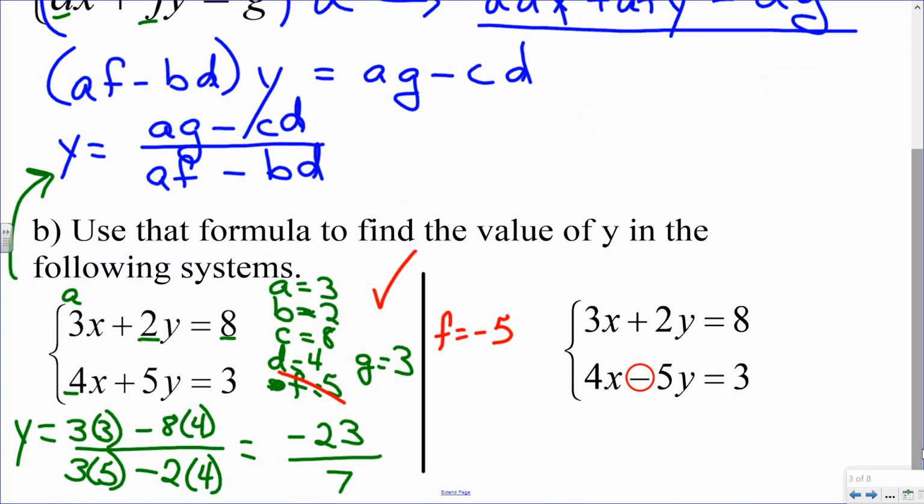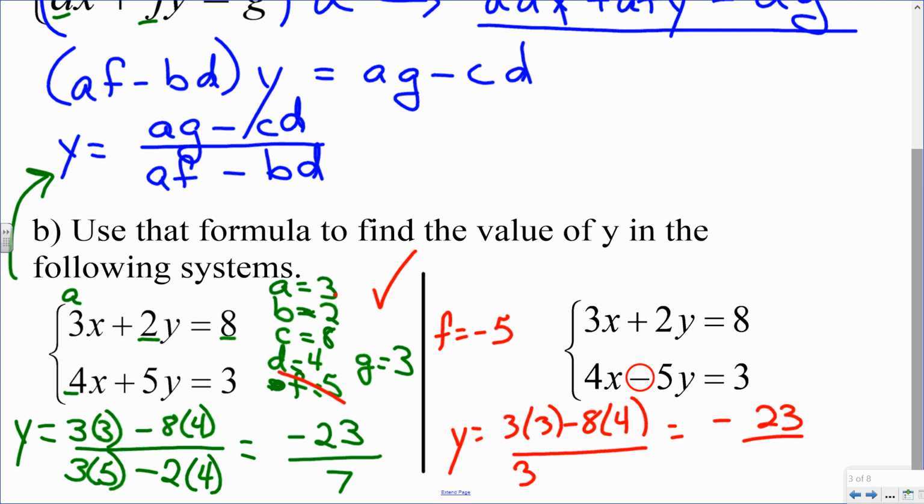Then if I plug in, most of this work's going to be exactly the same. AG minus CD won't change, so I'll still have the 3 times the 3 minus the 8 times the 4, or negative 23 for the numerator. For the denominator, A times F is now going to be 3 times minus 5, and B times D will still be 2 times 4. So negative 15 minus 8 is how much? Negative 23, and so that will reduce to 1. So we get a different answer if we have some different coefficients in there.